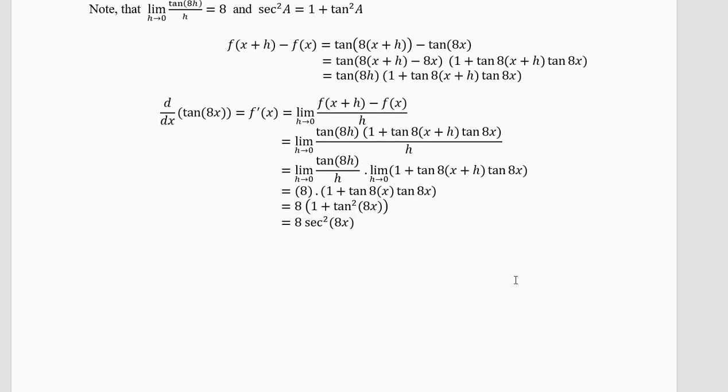So the derivative of sine, cosine and tangent we have done. All other functions we are going to do using the basic formulae and not the definition. But for this type of questions, you should know how to do it from the basic definition.